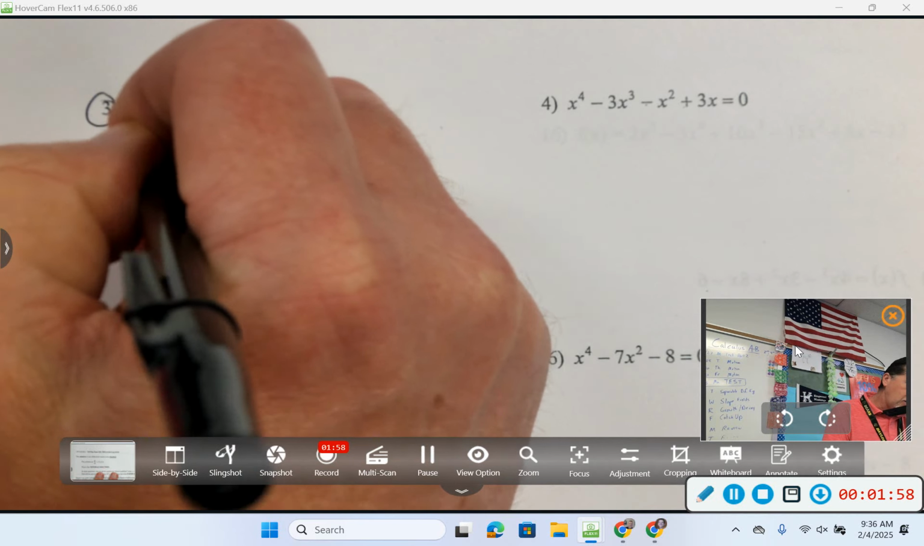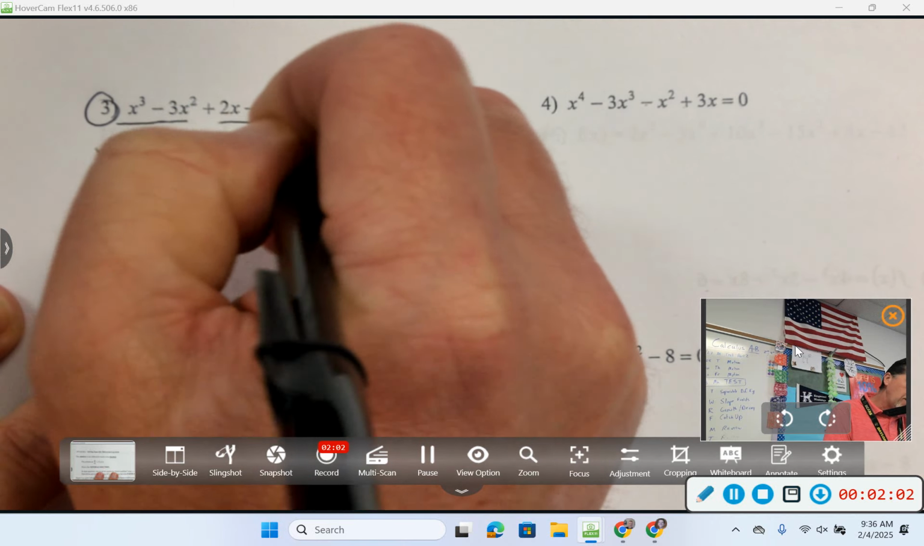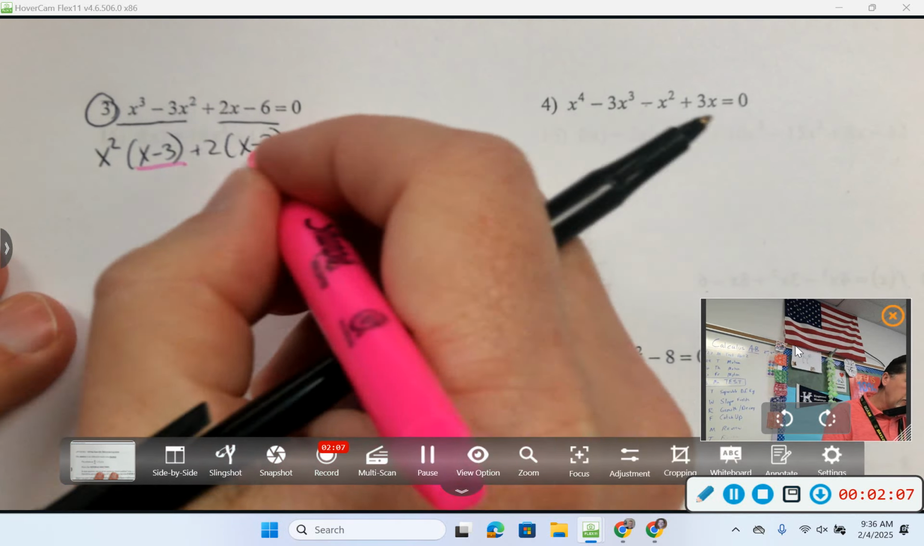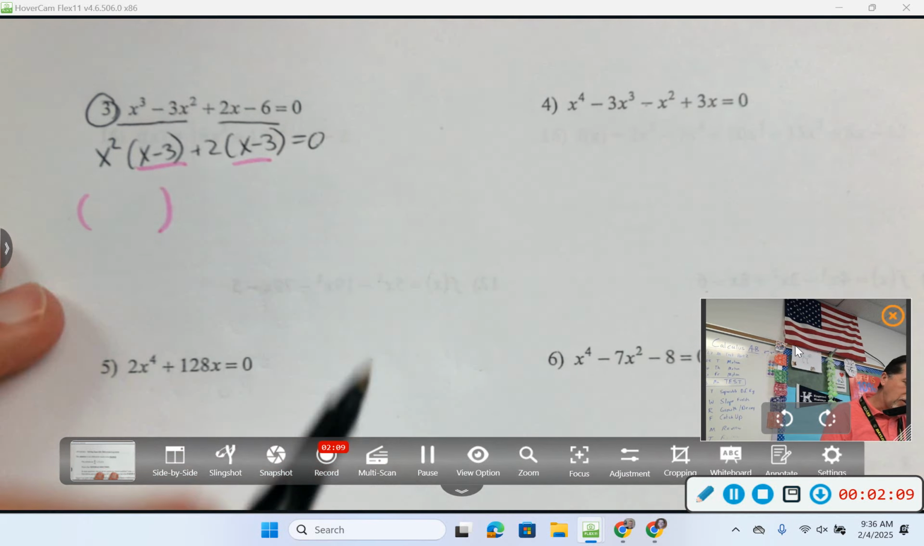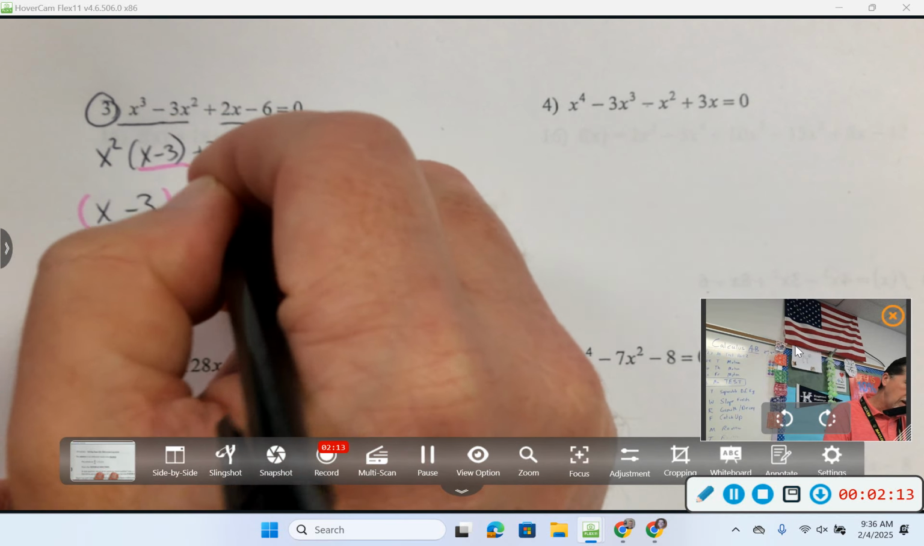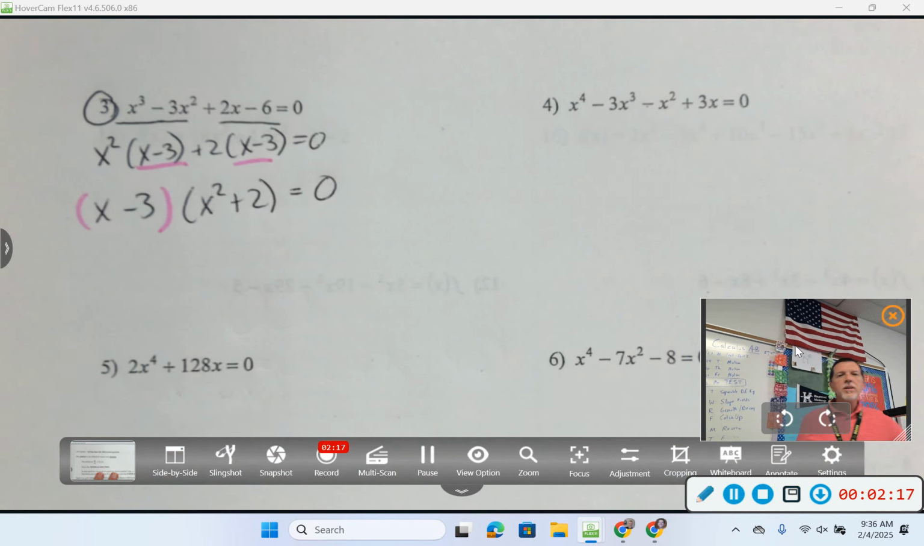Let's see, x squared times (x minus 3), plus 2 times (x minus 3) equals 0. Hey, what do you know? This is nice when we group and the leftovers are the same. (x minus 3) times (x squared plus 2) equals 0.